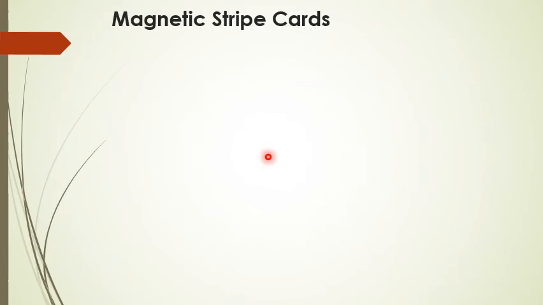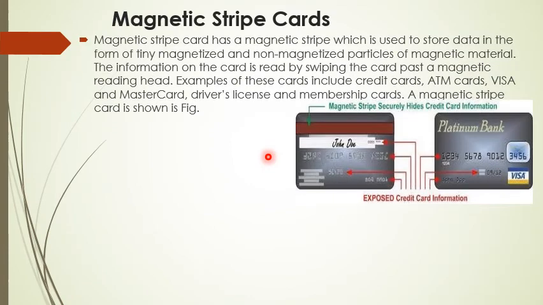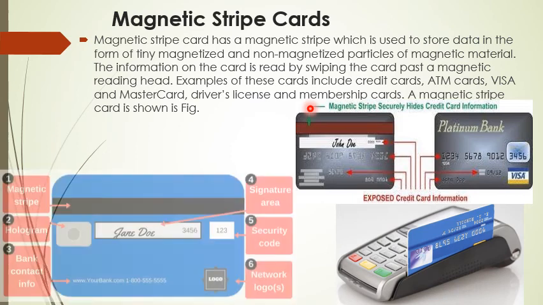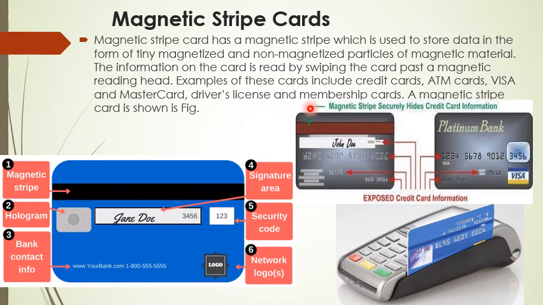Magnetic strip card. A magnetic strip card has a magnetic strip which is used to store data in the form of tiny magnetized and non-magnetized particles of a magnetic material. I think most of you have seen cards like this, just like bank cards, which we utilize for ATM machines, for shopping from a mall, or if you go to the bank's ATM machine and want money, we utilize these cards.